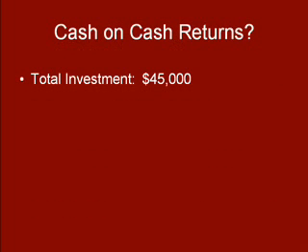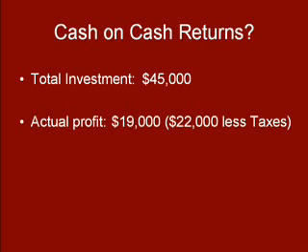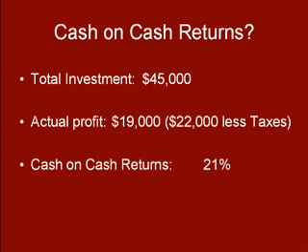So let's look at the cash-on-cash returns. The total investment was $45,000. The actual profit is $19,000, which is $22,000 less the taxes that the IRA had to pay. The cash-on-cash returns, 21%.